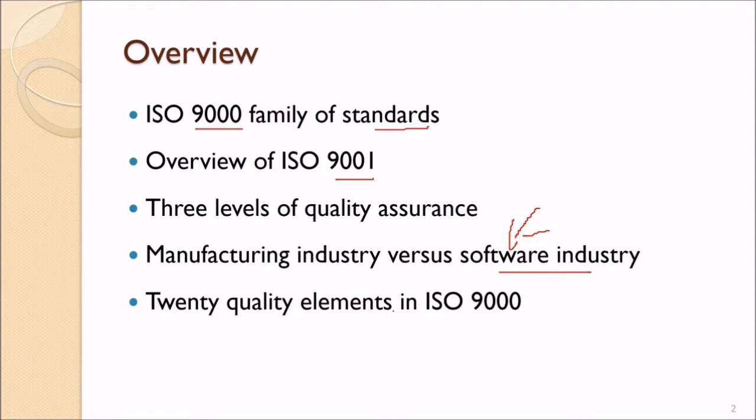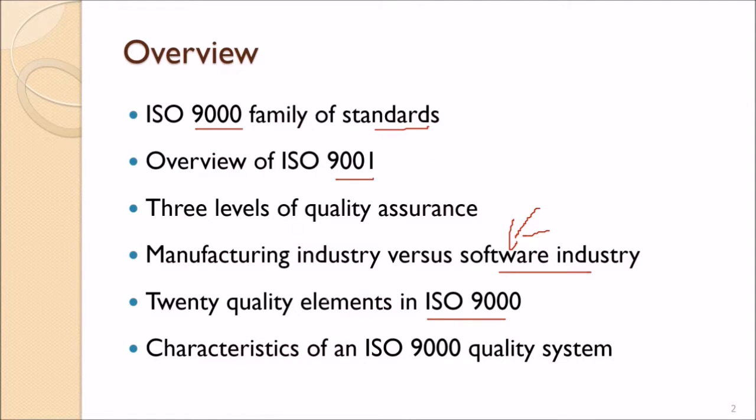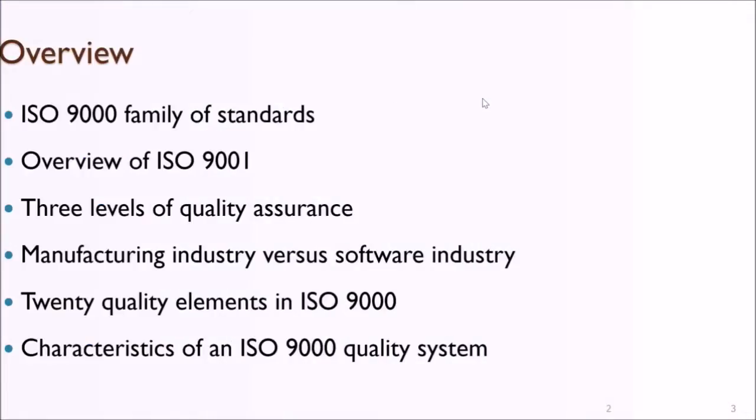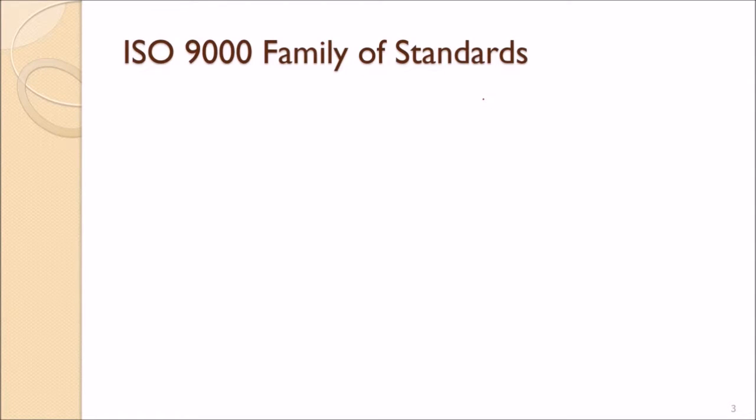We'll see also 20 quality elements that are incorporated or present in ISO 9000. Then we see the characteristics of an ISO 9000 quality system. What are the characteristics? What are the attributes? So let us start with the ISO 9000 family of standards.